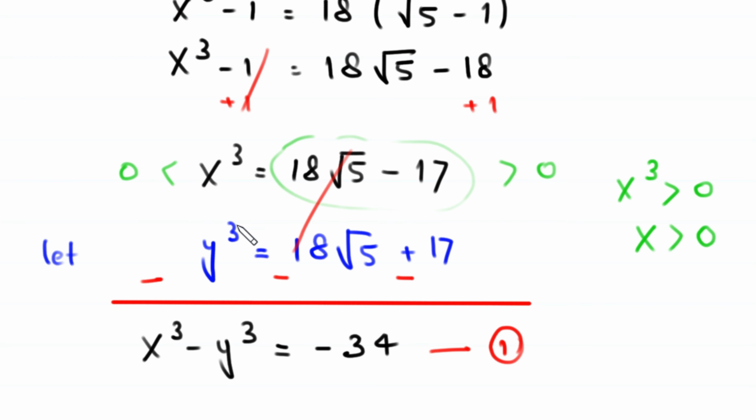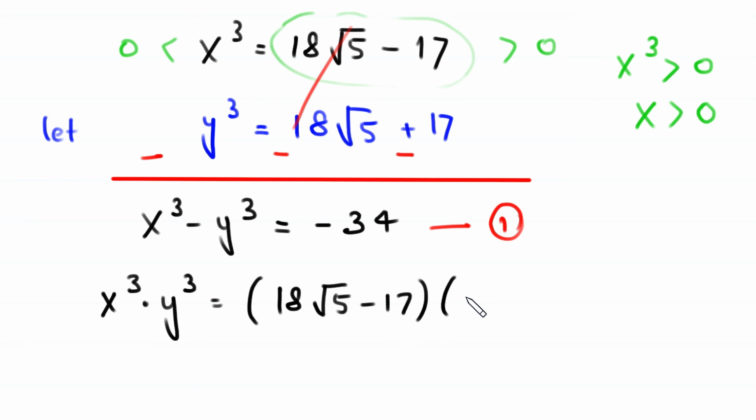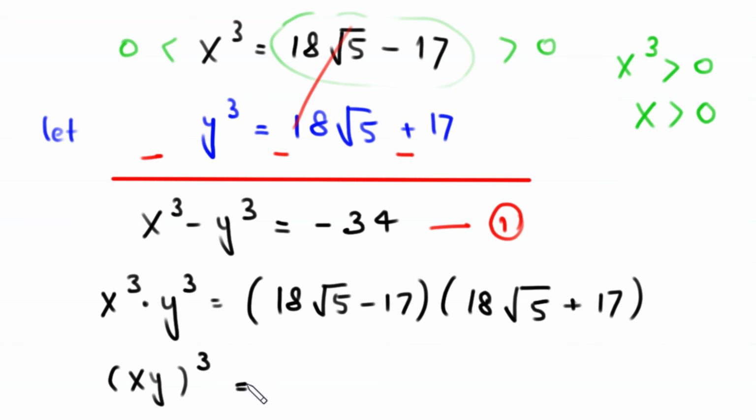Now we multiply these two equations. So this will become x cubed times y cubed equal to 18 times root 5 minus 17 times 18 times root 5 plus 17. This will become x times y whole cubed equal to 18 times root 5 squared minus 17 squared.